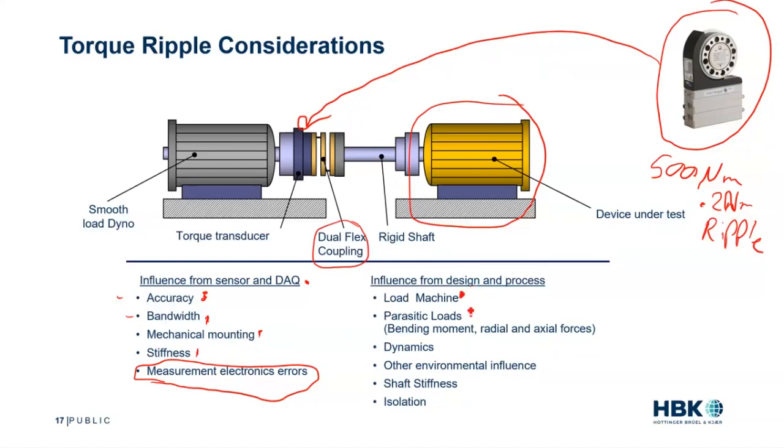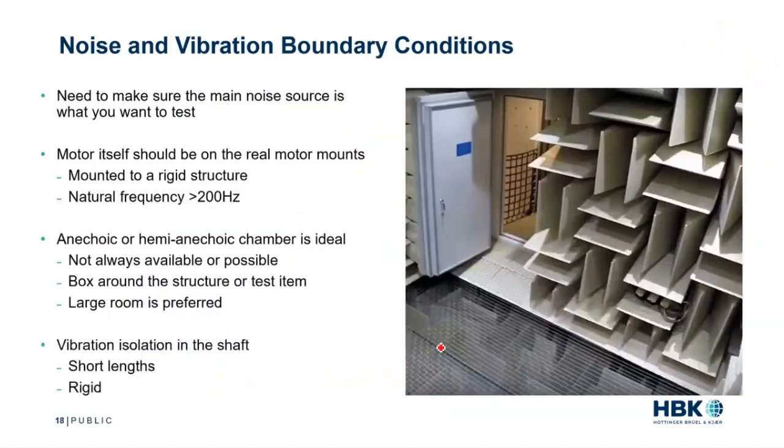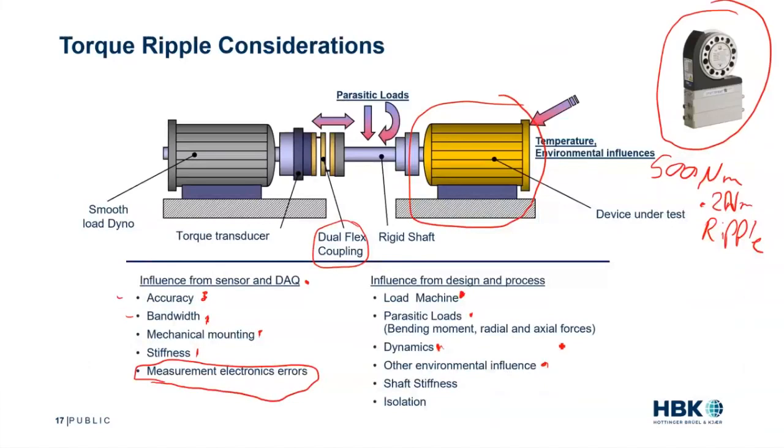We have to worry about parasitic loads. How is that machine actually loaded? And I actually did my animation at the right time. Are we putting axial forces on it? Are we putting radial forces on it? Is there a bending moment in the shaft? We need to worry about dynamics when I'm ramping up or down. Am I getting a good reading? We need to worry about other environmental influences like temperature. Oh, out of animations. Like temperature, that's a little less for torque ripple and just a little more for status of the test.